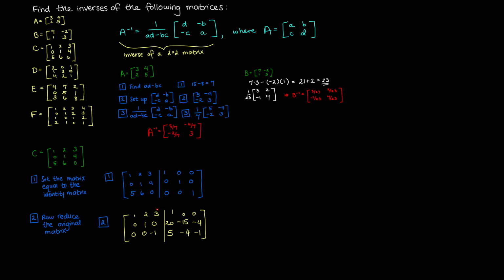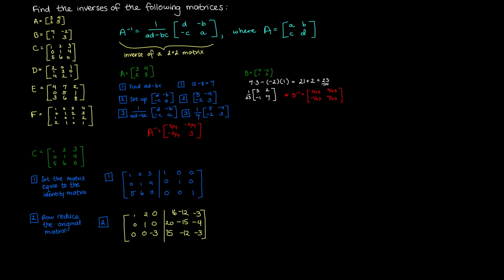Next, I need to get rid of this right here. So in order to do that, I need to multiply this entire row by 3. I'm going to add this row and replace this row with the result. So 1 plus 0 is 1, so 1 goes here. 2 plus 0 is 2, so a 2 goes here. 3 plus -3 is 0, so a 0 must go here. 1 plus 15 is 16, so a 16 must go here. 0 plus -12 is -12, so a -12 must go here. And lastly, 0 plus -3 is -3, so a -3 must go here.